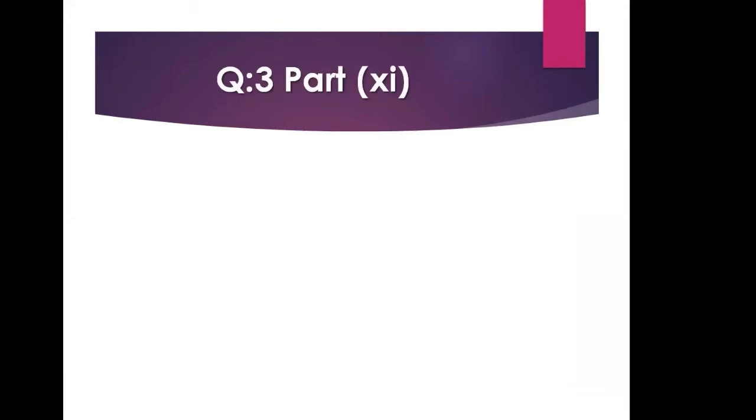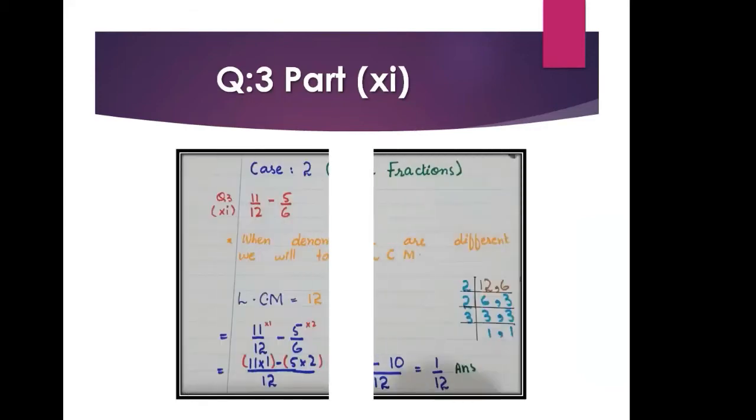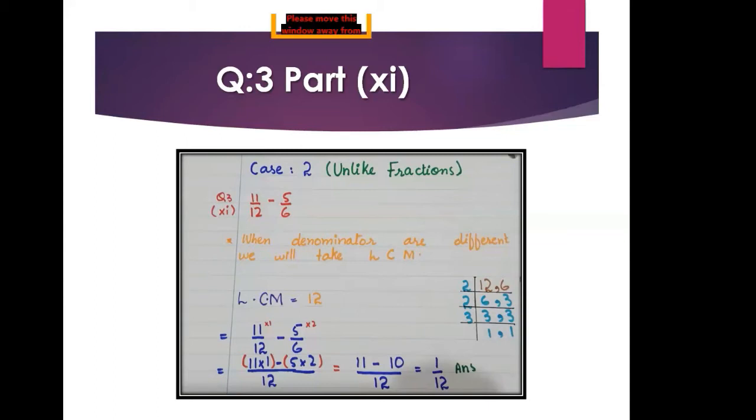Now the next part, that is part number 9. Case number 2. Case number 2 is unlike fractions. What is unlike fractions? Again and again I am repeating, unlike fractions are those fractions whose denominators are different. You can see in this question both the denominators are different, 12 and 6. So this is our case number 2. Now what we have to do when we have different denominators? The most important thing is that we have to make the denominator same.